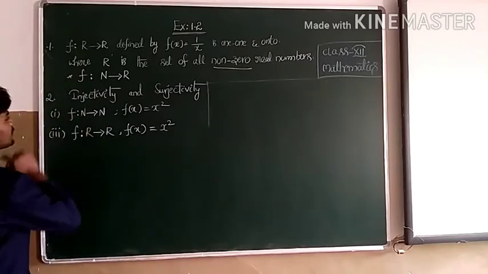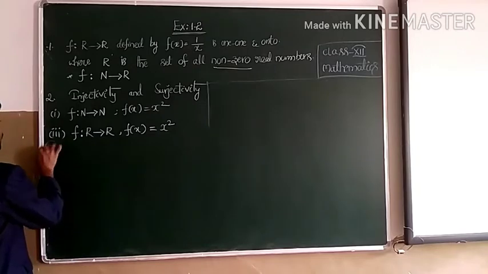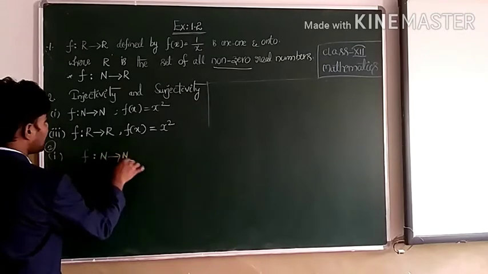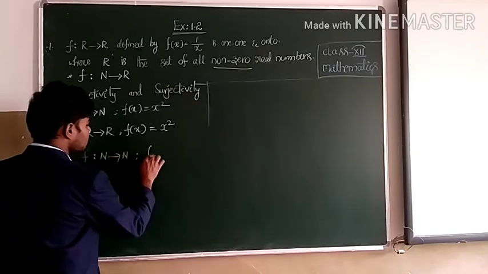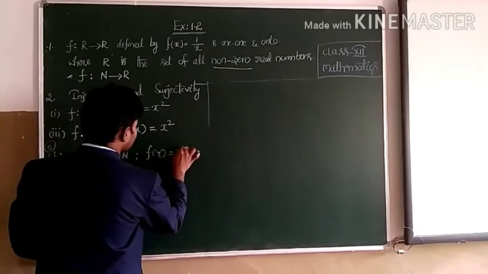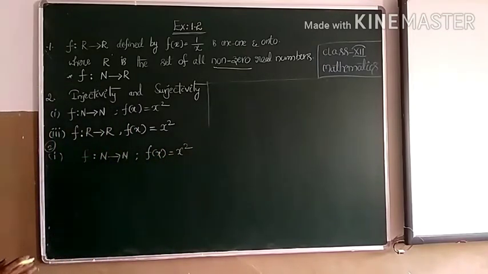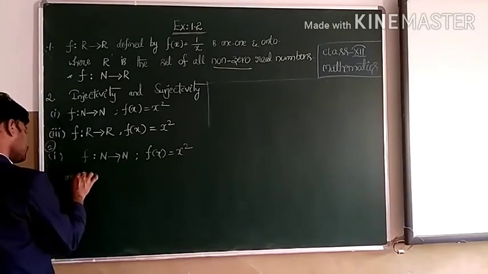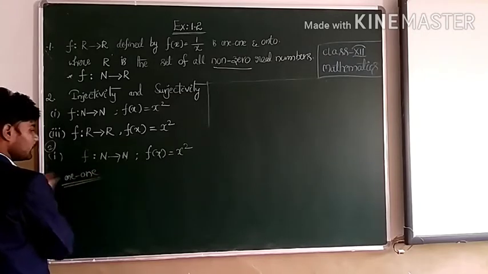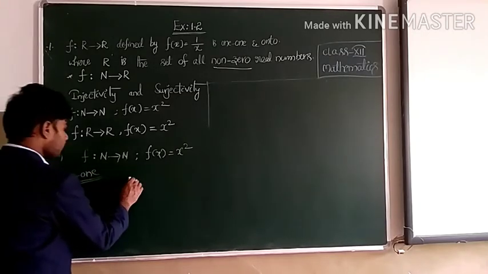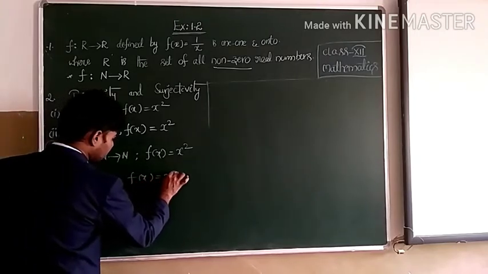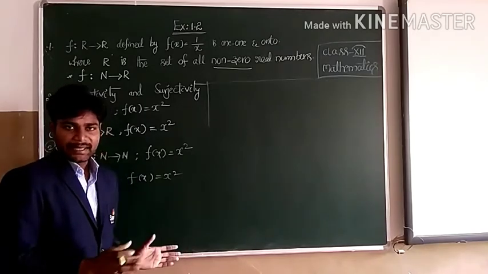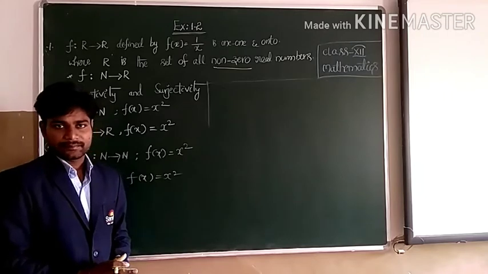Now see the second one. The first one is natural number to natural number, N to N, and f of x is equals to x square. F of x is equals to x square. Clear? And see first, one-one function. So first f of x is equals to x square. One-one function is defined such that no two elements of set A have the same image in set B, right?